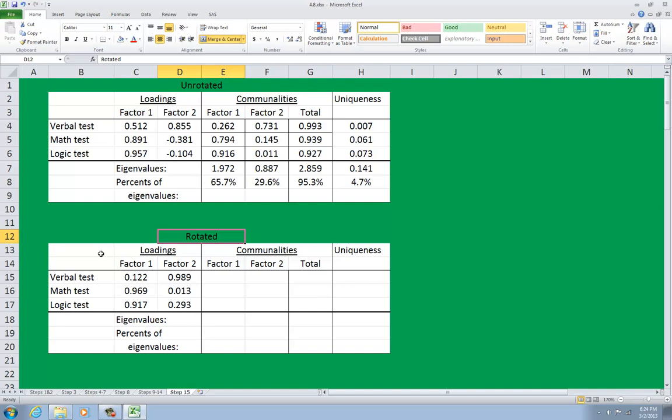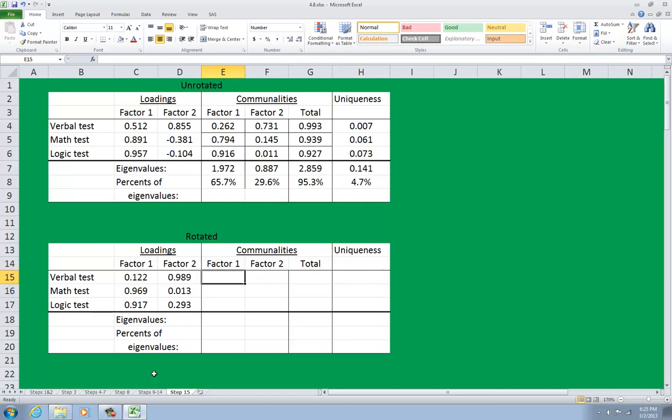And we'll explain rotation more fully later on, but just to give you an idea, after we do a rotation, the variables load thusly. So we see that the verbal test doesn't load as much on factor 1, but math and logic load even more. Well, math does, logic not as much, but it's still very high. And on factor 2, after our rotation, verbal test loads even higher on factor 2, and math and logic pretty much stay the same at a very small correlation. Thus, we can say that factor 1 might be a quantitative ability and factor 2 a verbal ability.